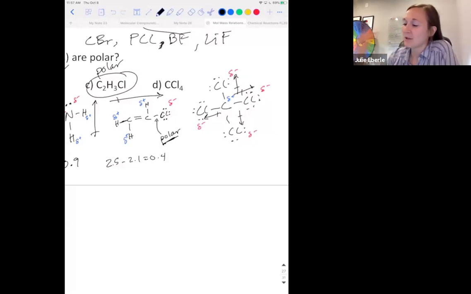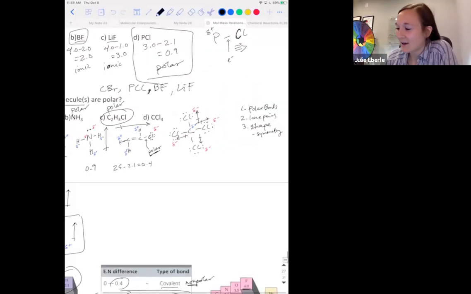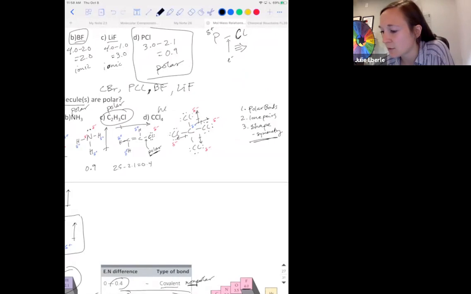All right. So what do you notice about this structure? Is it polar or not? Abby said it's not polar. I don't see anybody else shaking their head, but it's not polar because this has symmetry. They all cancel out. So this one is non-polar.